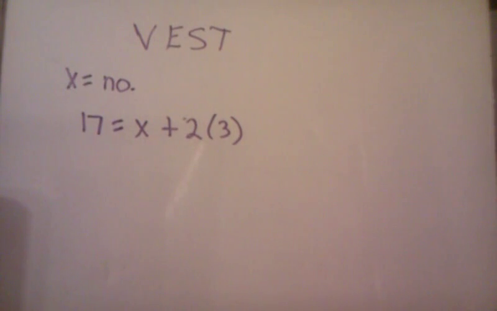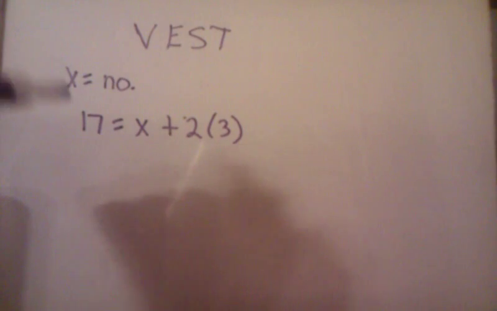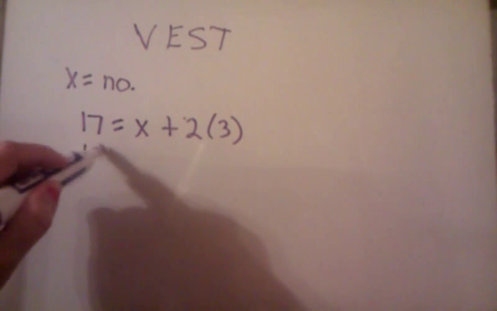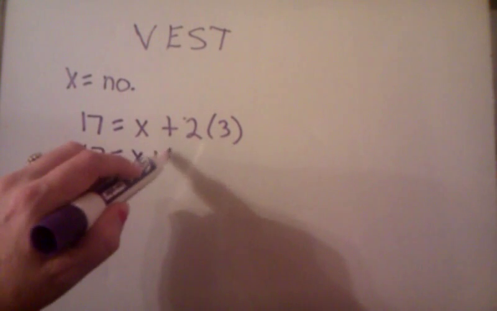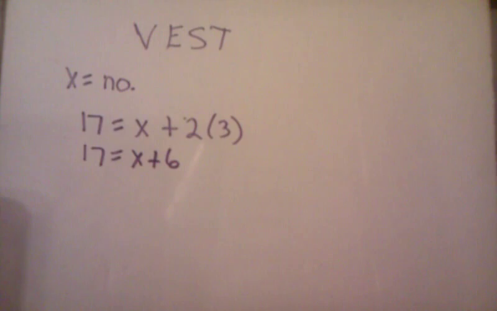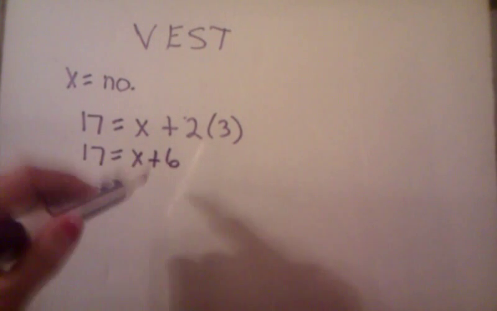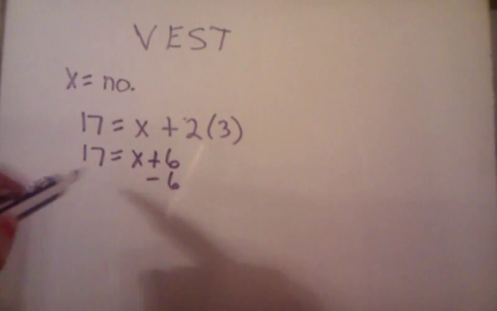Did you get that far? Don't let it confuse you. Just do one word at a time. Okay? We have to take care of the parentheses first. x plus 2 times 3 is 6. Order of operations means I have to add or subtract next. It's already added, so let's subtract.